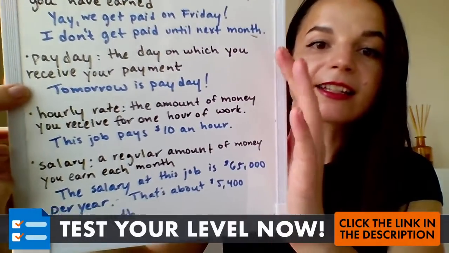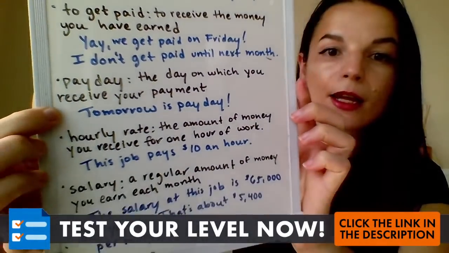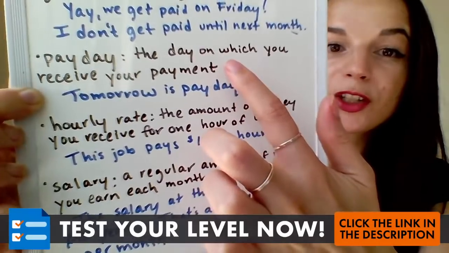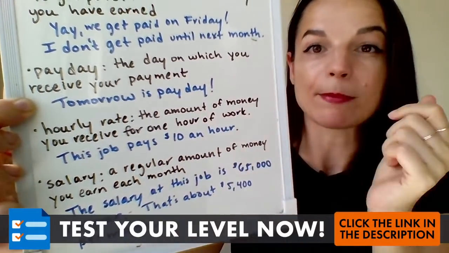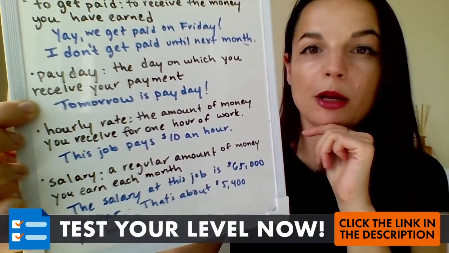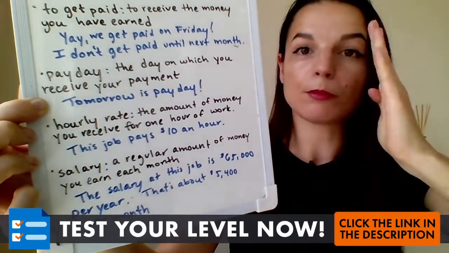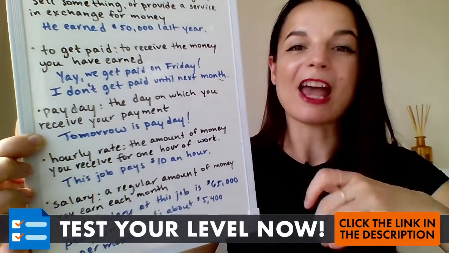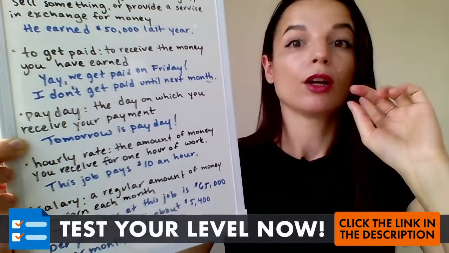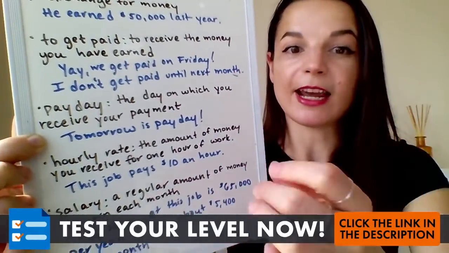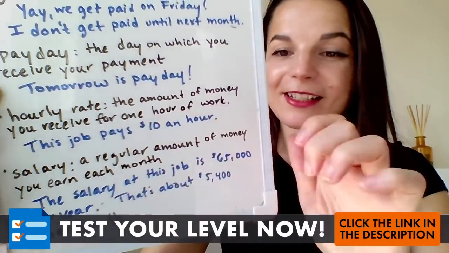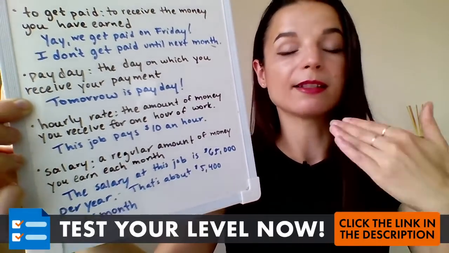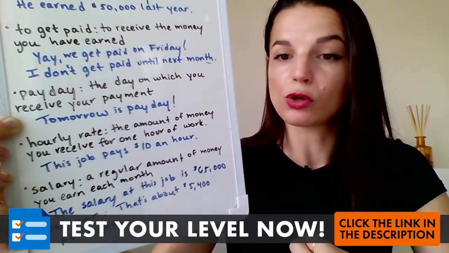Okay, then next, let's look at this one, payday. Payday is the day on which you receive your payment. So maybe that's the same day every month, or maybe it's every Friday, or maybe every 2 Fridays, whatever. So you know your payday. For example, tomorrow is payday, or payday is next week. Payday just means the day you receive your money. Okay?